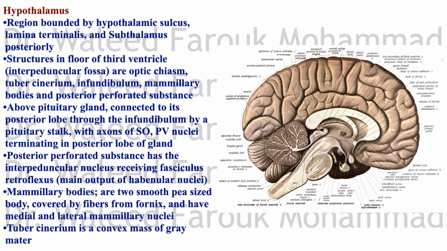The mammillary bodies, the bodies you see here, are two pea-sized bodies covered by fibers from the fornix. They receive fibers from the fornix and have the medial and lateral mammillary nuclei. We will come to this later with the limbic system. The tuber cinereum is a convex mass of gray matter above the pituitary stalk in the floor of the third ventricle, or actually the floor of the hypothalamus.